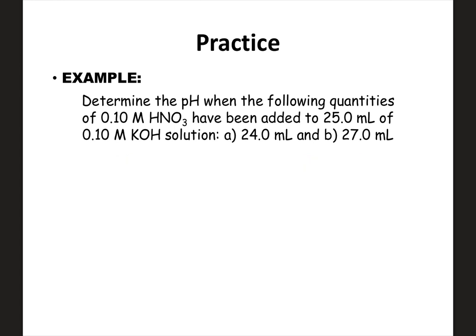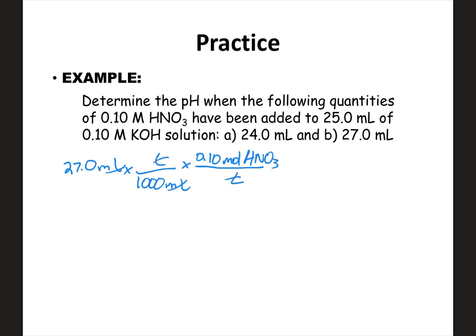So now to calculate part B here, after 27 milliliters of the acid was added, again, I need to figure out how many moles of acid I added here to the base. So I added 27 milliliters. I've got to get that to liters so I can use my concentration. There's 1,000 mL for every liter. And I know that there's 0.10 moles of nitric acid for every liter according to the concentration. And from this, I know that 0.0027 moles of the nitric acid were added here.